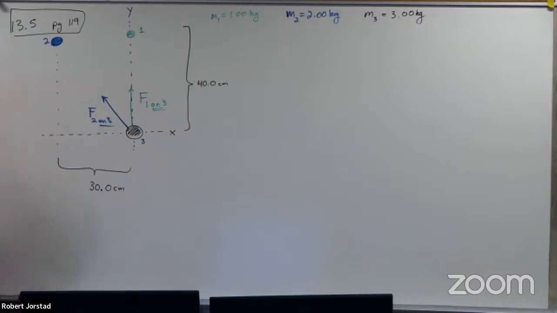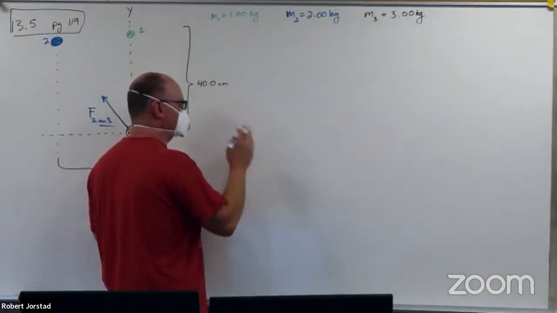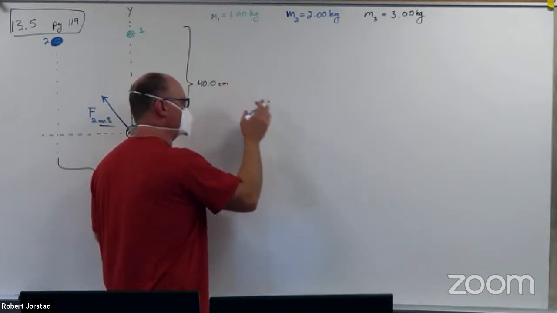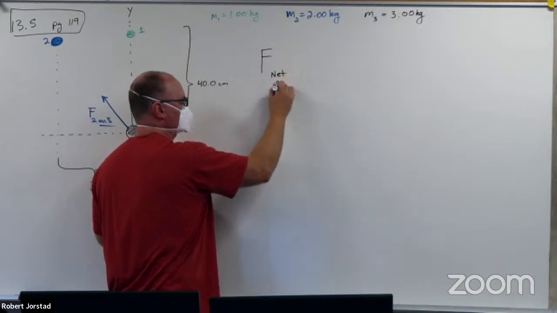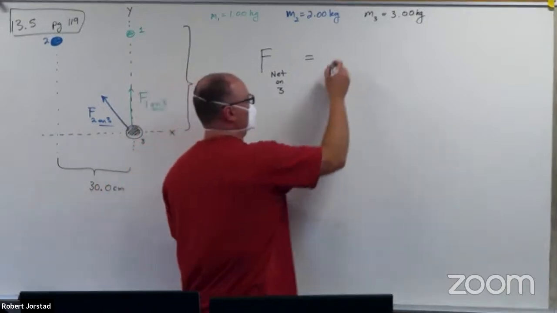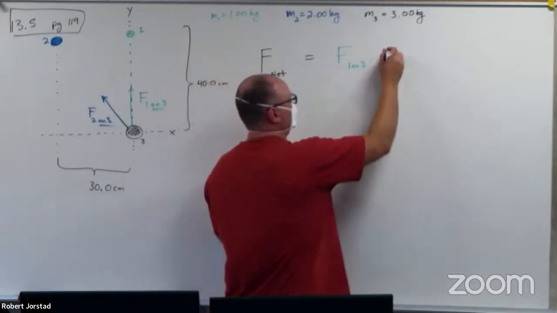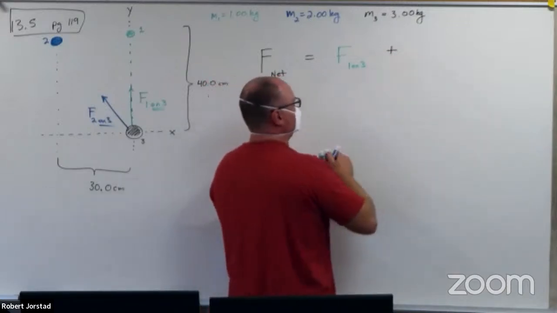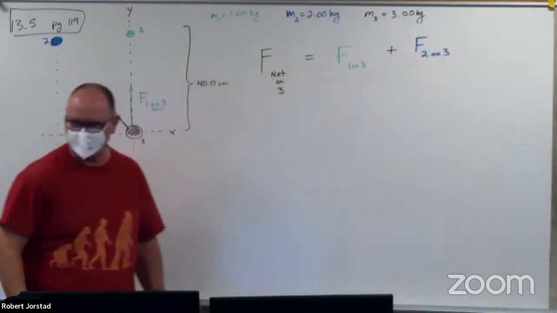Okay, now, if I want the net force on 3, please, please, please listen right now. The force net on 3 is not equal to these two added up. You would think so. What I have just written is false. Why? This is not correct. Why?